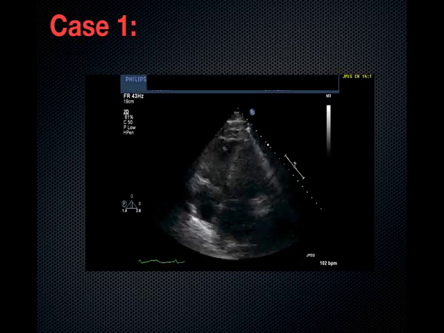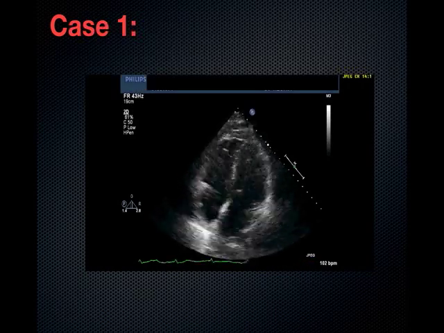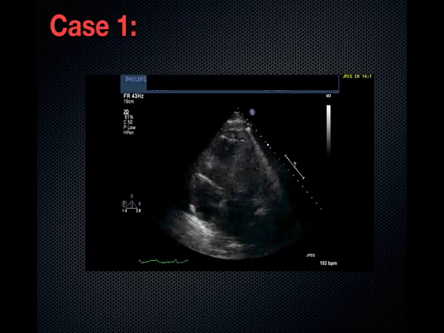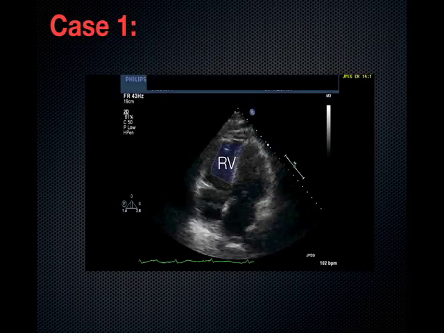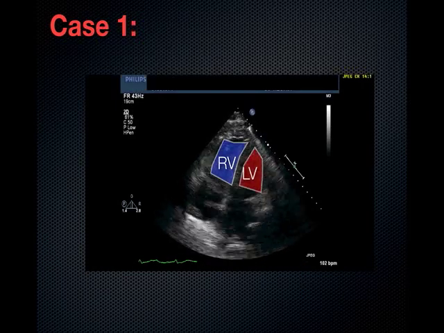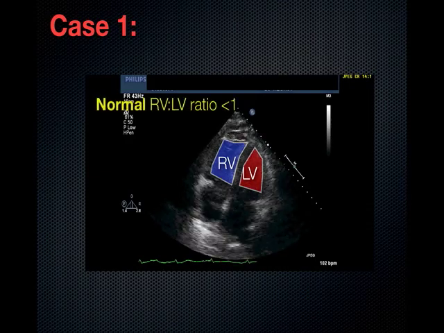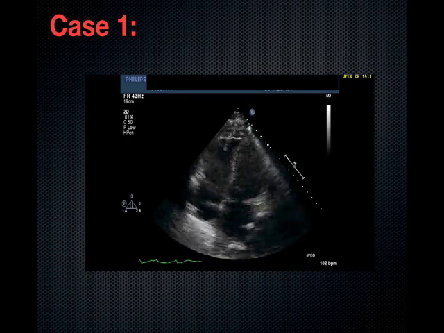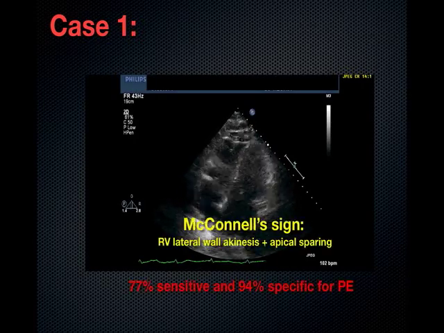Initially, you think about obvious abnormalities, chamber size and dimension, contractility, and you also think about the pleural space. Here, the right ventricle is larger than the left ventricle. That's not normal. The right ventricle should always be smaller. If it's the same size, then it's moderately enlarged. If it's larger, then it's severely enlarged.